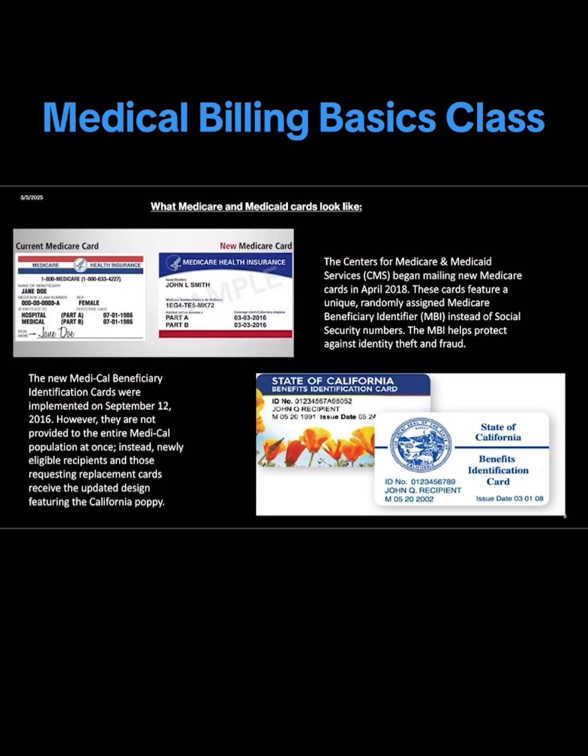Now, in this slide is a copy of the Medicare card. The old one, labeled current Medicare card, used to have people's social security numbers on it with the letter A behind it. And of course, that's unsafe, so they had to change that. They changed it in April of 2018 to the new Medicare card with a different series of numbers and letters. Now, the Medi-Cal card used to be the card in the right-hand corner, and now they updated it to the one for California that has the little flowers on it. They changed those cards on September 12th, 2016, okay?